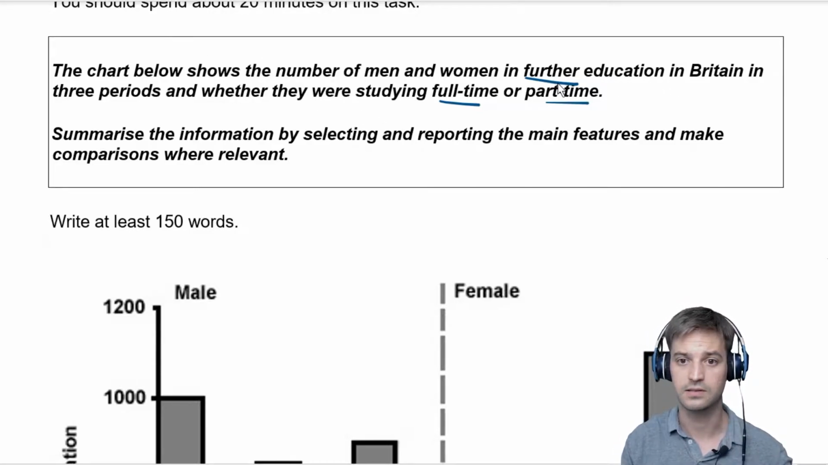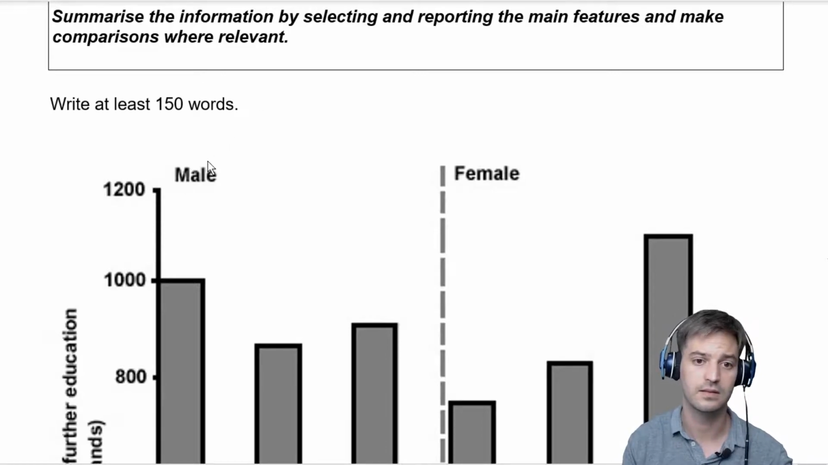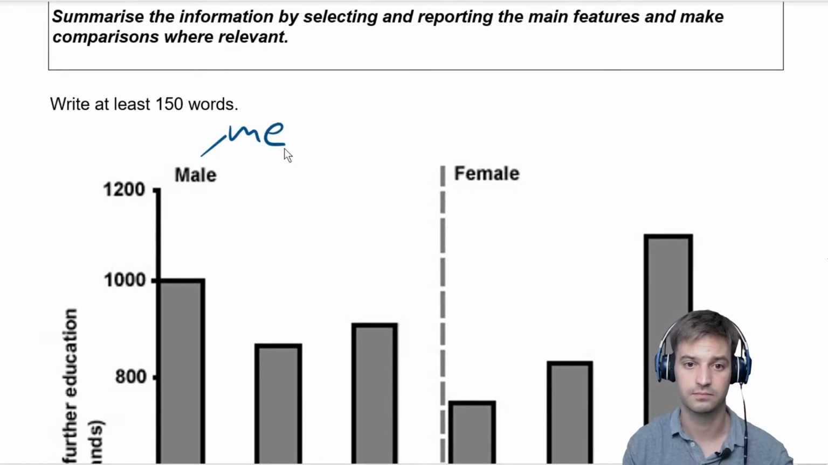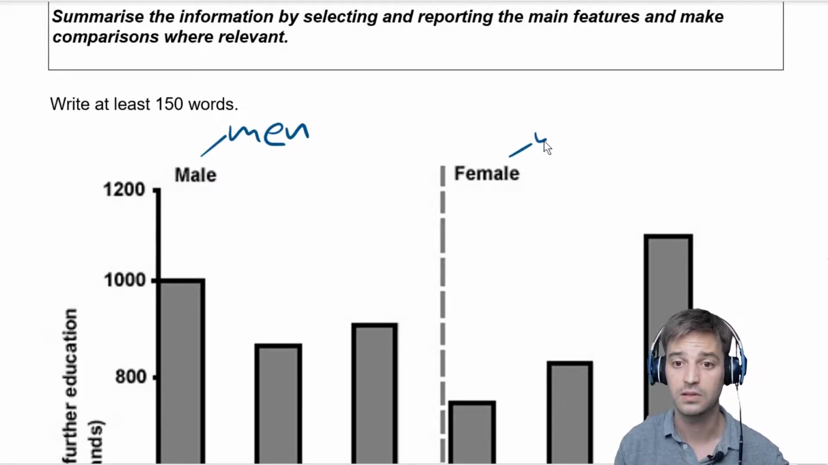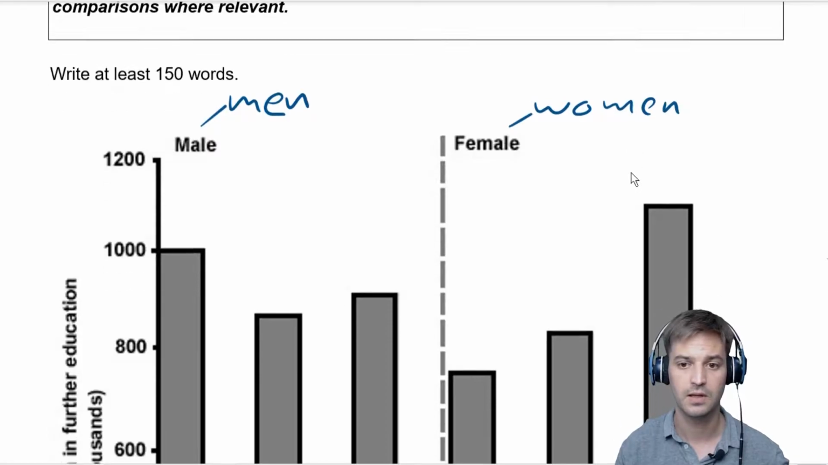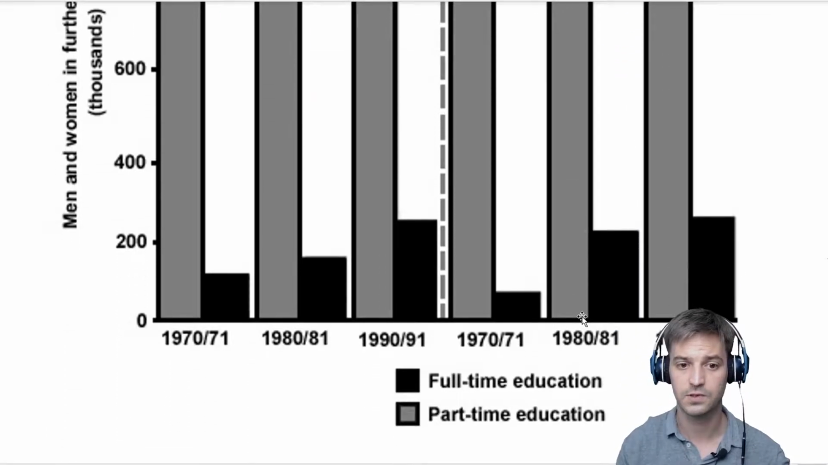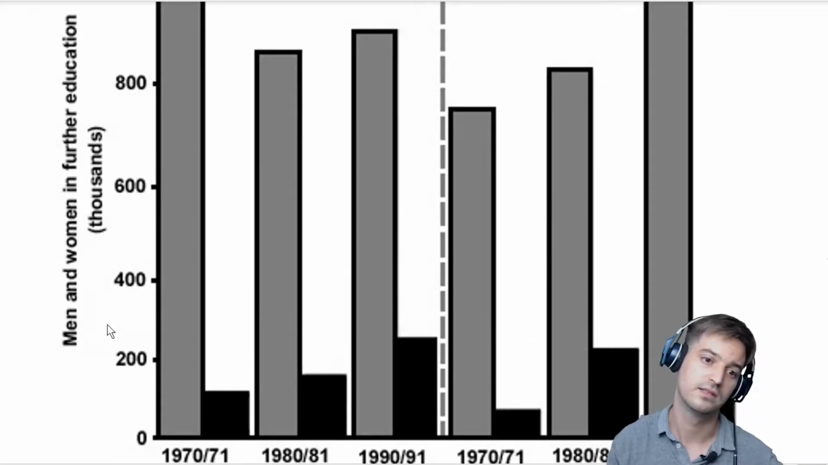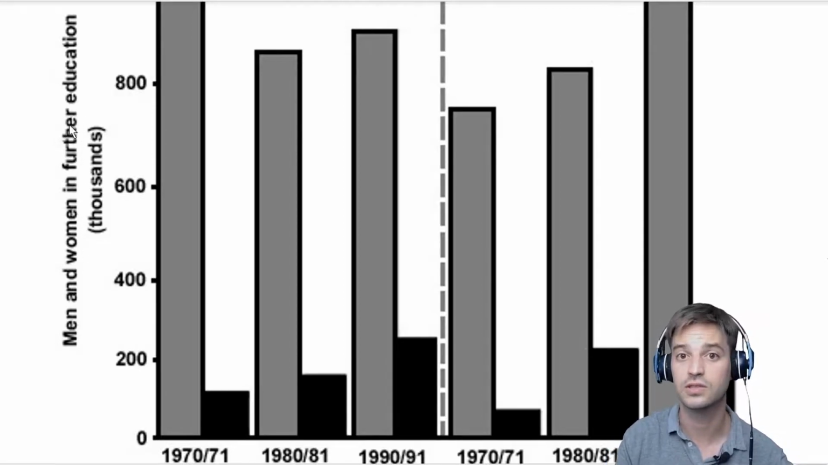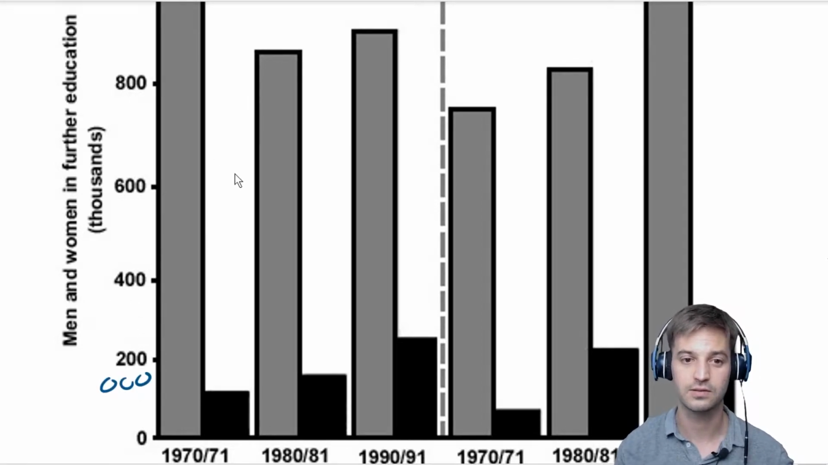Okay, so let's look at this. All these words here. In this chart we have the number of men. Okay, male is the same as men, and female. Women are female. Men are male. And now let's look at what this chart stands for. So the black bars are for students in full-time education, and the grey are part-time. And this is the men and women in further secondary university education in thousands. Okay, so we have 200,000, 400,000, 600,000, and all of that.